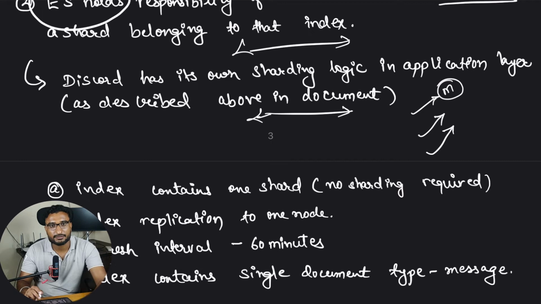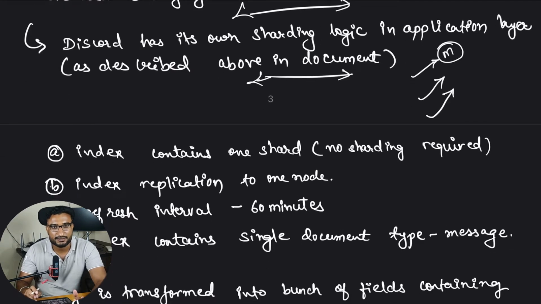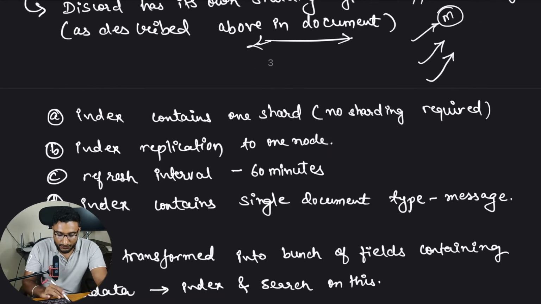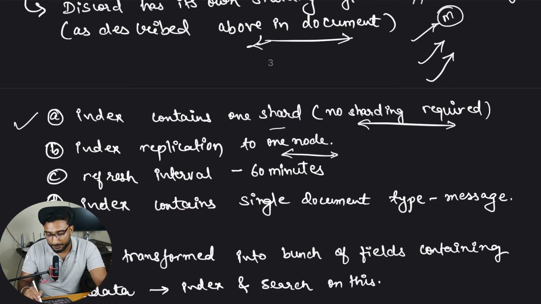We will see in some time the template used by Discord for indexing this data. There we will see that the number of shards is defined as 1, because the sharding allocation logic is defined in the application itself, which is managed by Discord in their own custom logic. So the index contains only 1 shard because we don't have any requirement of sharding. Index replication is set to 1 node. To support node failover, you will replicate the data to 1 node. So this is your primary node, and this is also replicated onto another node. So you will have the same data present on 2 nodes.